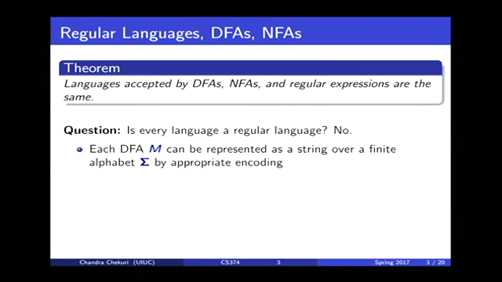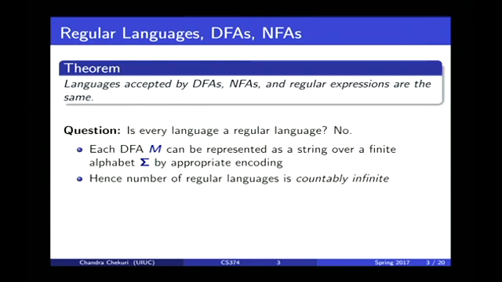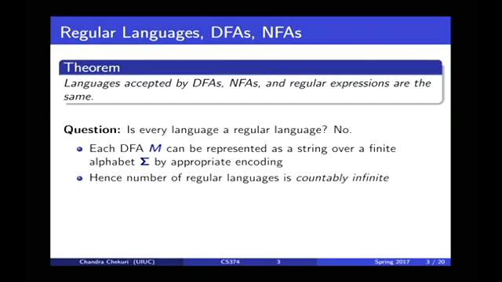So the number of DFAs is no more than the number of C programs either. It's no more than the number of strings over a big alphabet. So it is countably infinite because the number of strings is countably infinite. Hence the number of regular languages is countably infinite. But the number of languages we already saw is uncountably infinite, because it's the power set of the set of strings. So there are way too many languages compared to even the number of C programs, so clearly there should be some non-regular language.